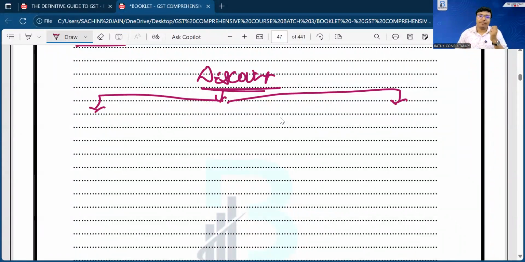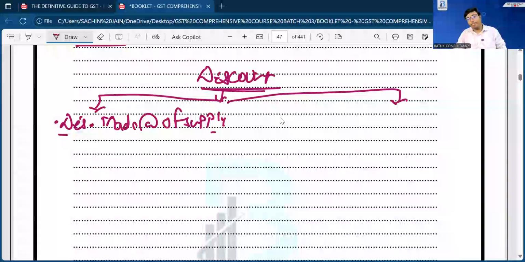Now, first scenario: suppose I am providing my services, or supplying any goods. Suppose I am supplying this pen, the price is 1 lakh rupees, and at that time I have given a 10% discount, so 90,000. So the first situation is discount made at the time of supply, or discount known at the time of supply.